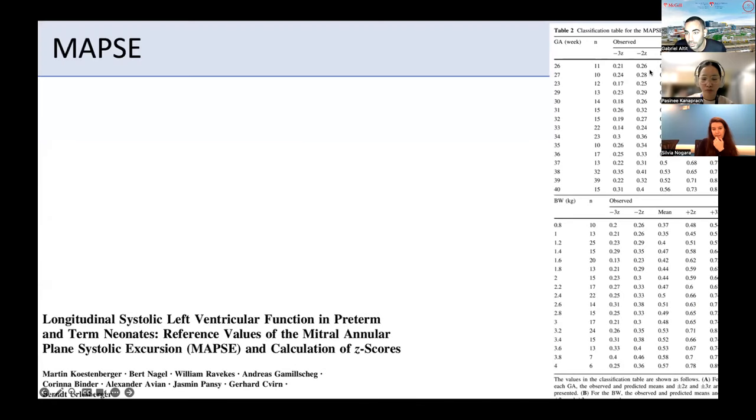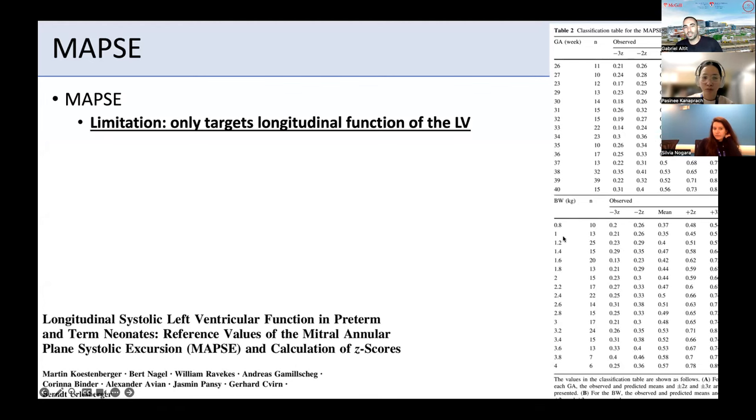And there's actually a normative value that's been published by gestational age. But the reason we often don't use it is that it only measures the longitudinal function of the LV. And I just told you that the longitudinal function of the LV is a minimal contributor to the LV function. That's why we use ejection fraction, shortening fraction, all these other elements that try to estimate the circumferential contraction of the LV, because the LV functions majorly as a circumferential contractile ventricle.